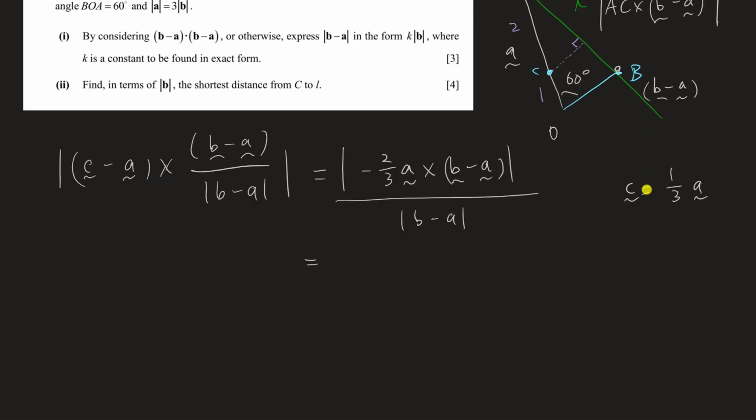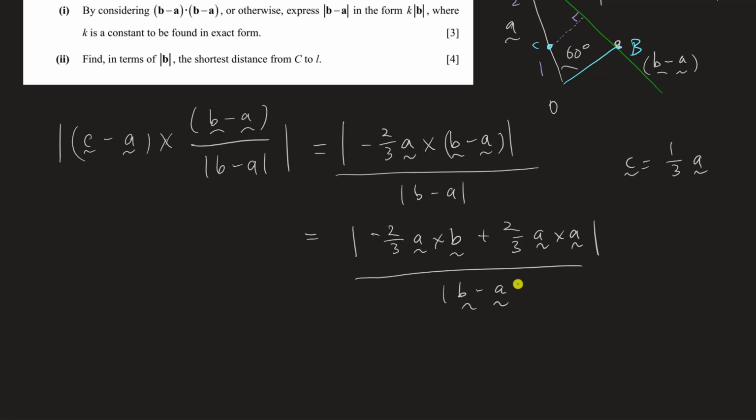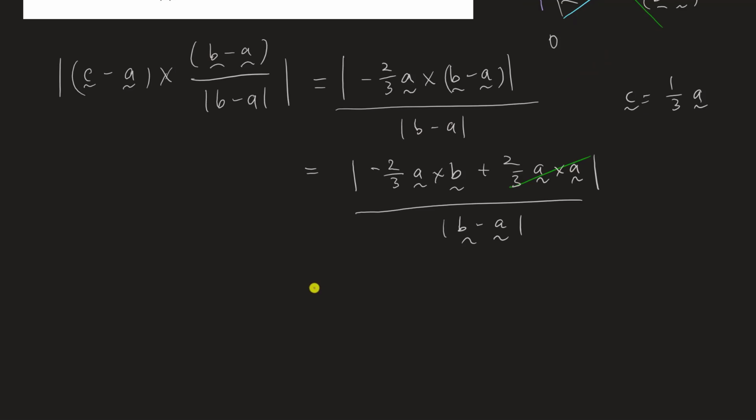What is this numerator? Let's find that out. I'll get negative 2/3 A cross B plus 2/3 A cross A. What is A cross A? A cross A is actually just 0 because they are parallel. So this is gone. This leaves us with 2/3 A cross B over mod B minus A.